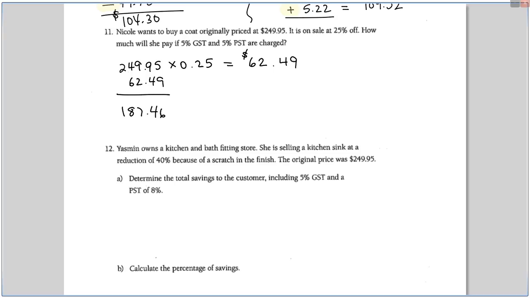Now you need to do the tax. So it's 5% GST and a 5% PST. So let's harmonize those for 10%. So 0.10. Okay, so here we go with the 10% tax. So take my 187.46 times by 0.10. 18.75 after rounding. This has to get added on because it's a tax. So you're going to end up paying $206.21.